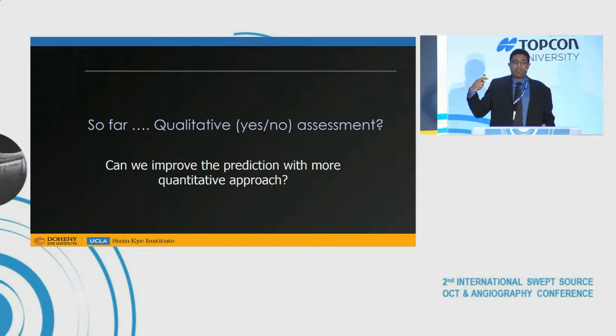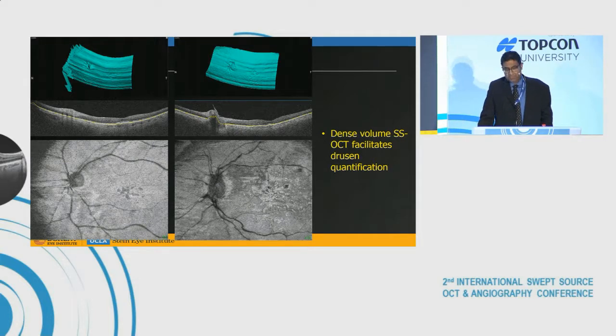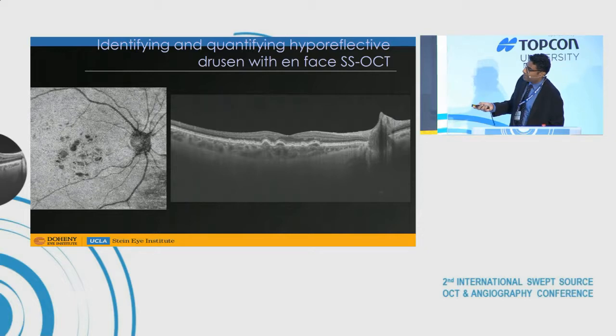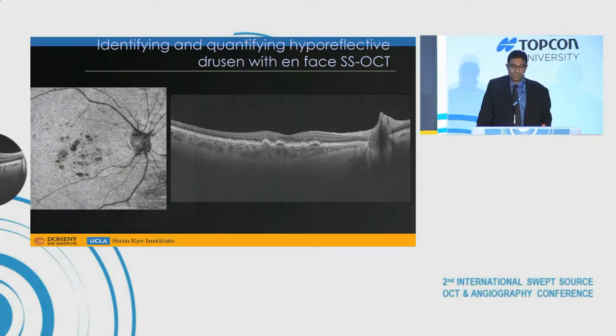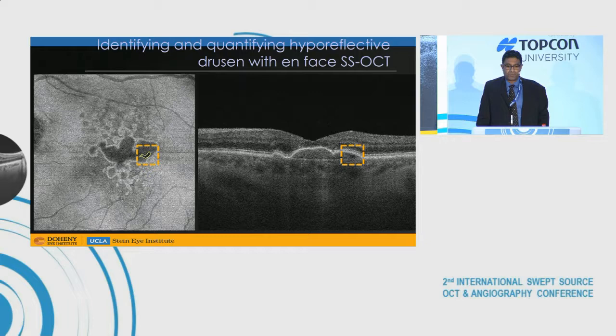But so far, all I've shown you is a qualitative assessment, and it was intentional because we wanted something that I can quickly do in clinic on every patient. But the question is, can we actually improve the prediction with a more quantitative approach? This is where I think swept-source OCT is very useful because we get these dense volumes that lend themselves to quantification of different structures. For example, we can see all of these little hyperreflective cores in these various drusen, and we've really gotten very interested now in being able to quantify these things. You actually can do a pretty good job of quantifying these areas of hyperreflective drusen within the drusen volume.